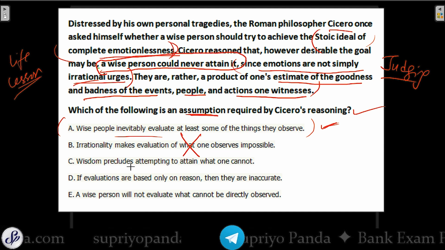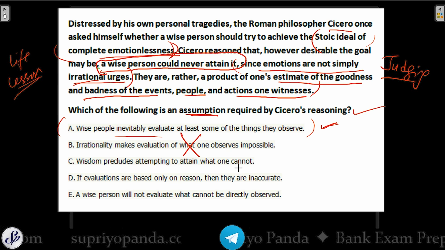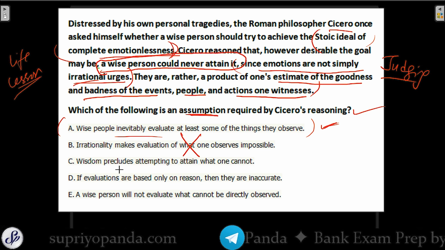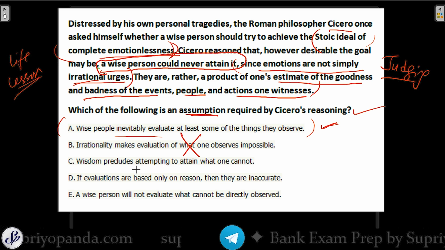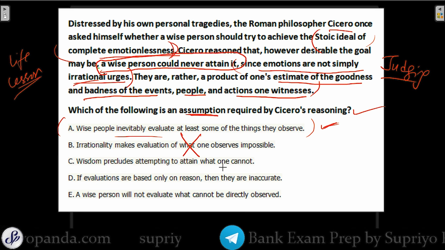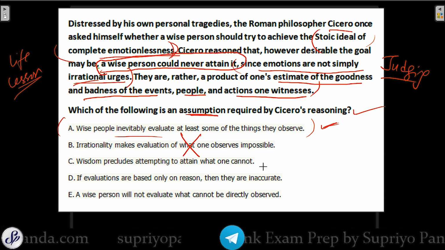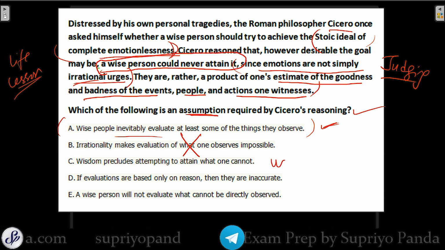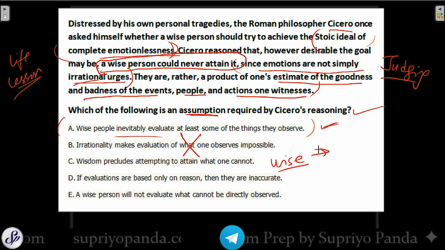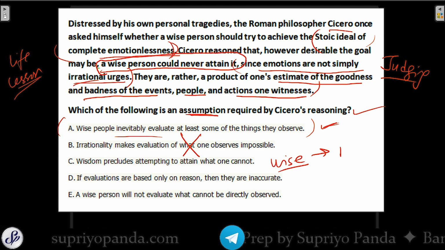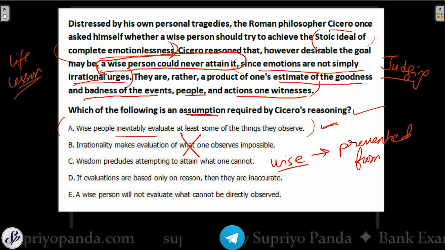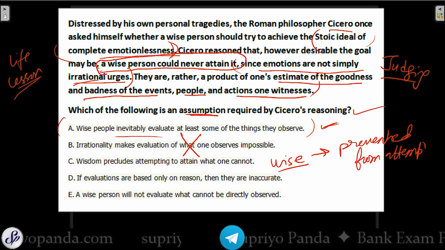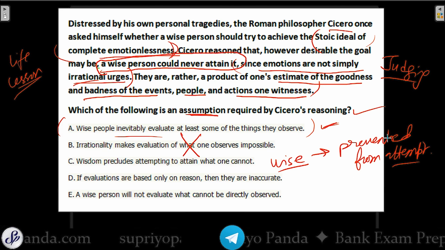See, wisdom precludes attempting to attain what one cannot. Okay, interesting. Wisdom precludes attempting. So this means that if you are wise, then you are prevented from attempting to attain what we cannot do. So you are not even attempting to actually try and get something.